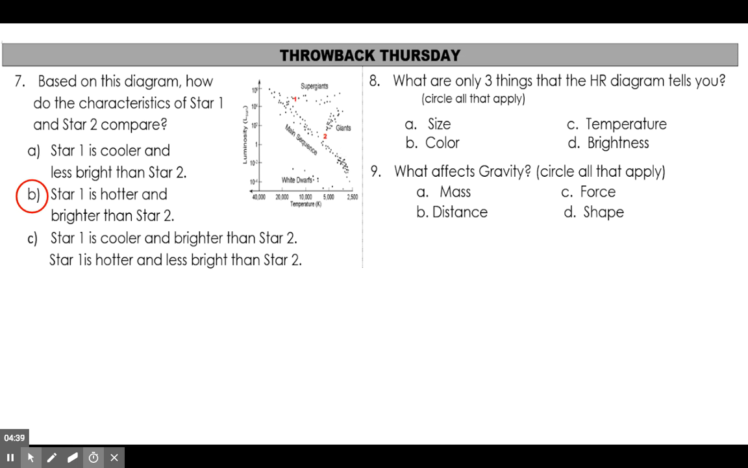Number 8. This HR diagram is in black and white. It cannot tell us color. I know we get used to the pretty ones that I show you in class, but the correct answer should have been A, C, and D.